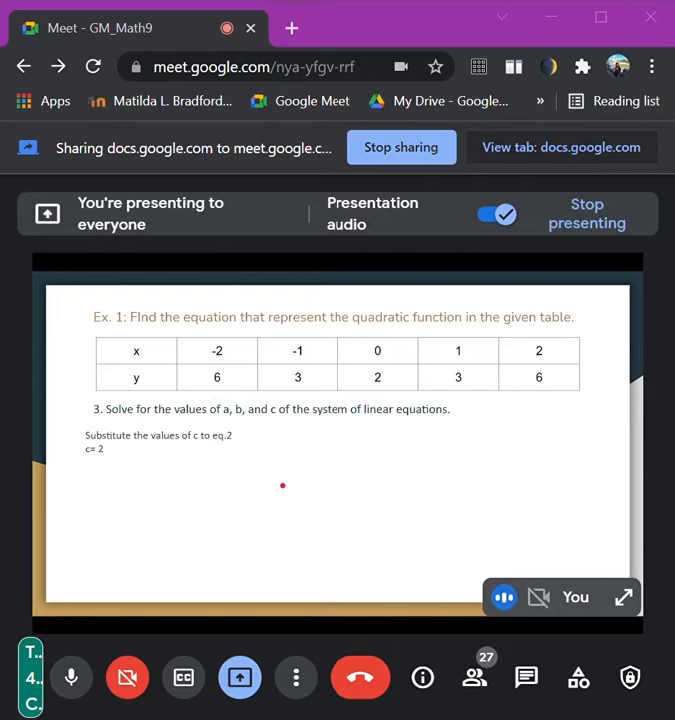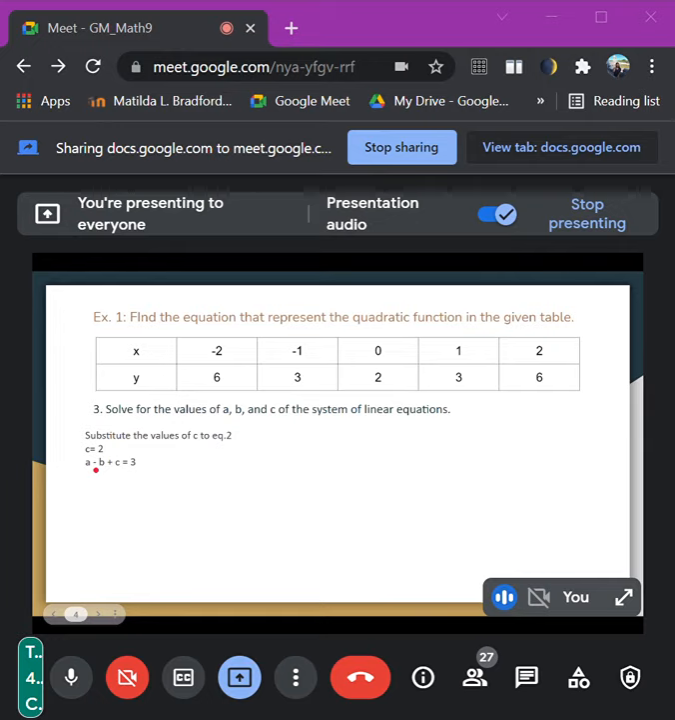Since in step number 2 we already got C is equals to 2, it's easy for us to solve. We just substitute in any of the equations we got. So here in my solution, I substitute the value of C to equation number 2.